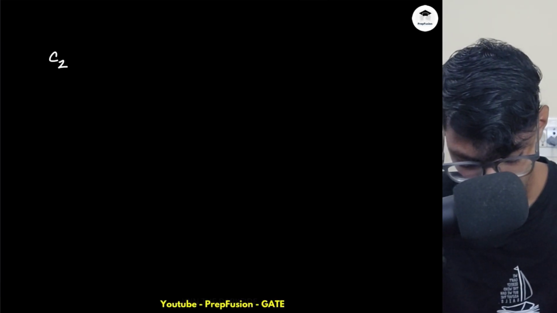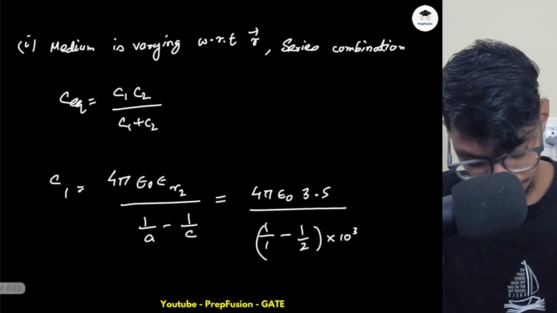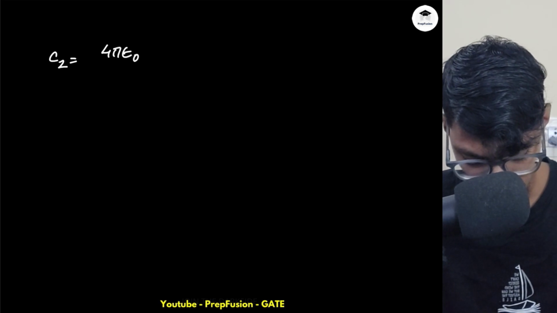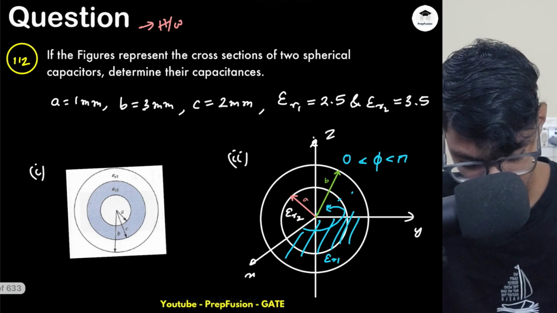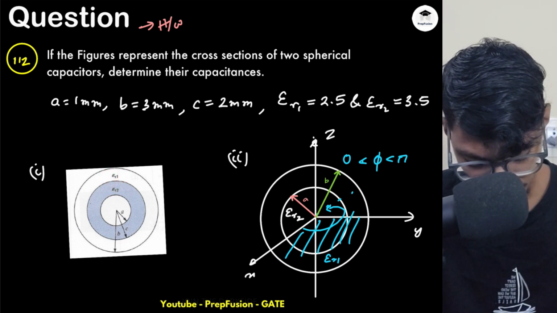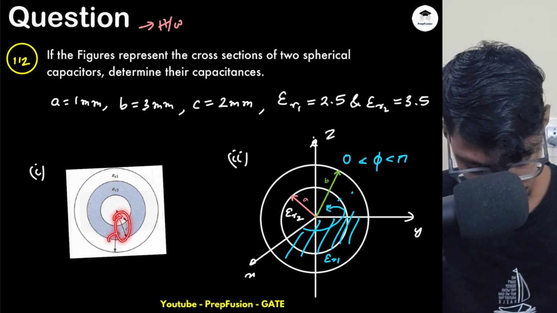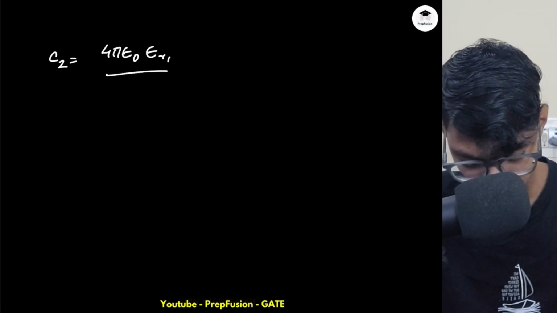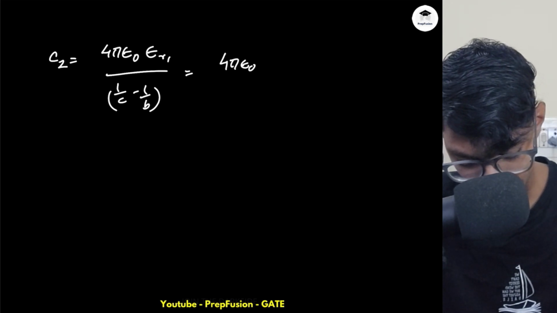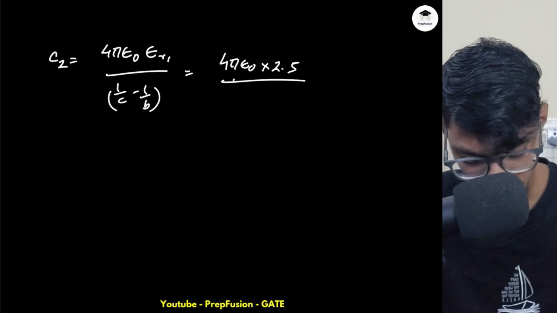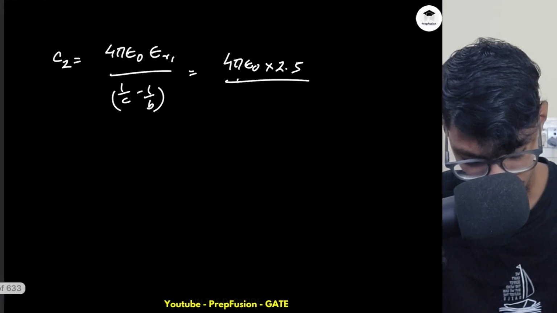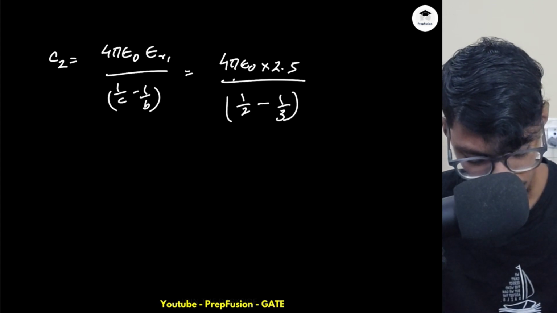And what is C2? C2 is 4 pi epsilon naught epsilon R1 actually, because epsilon R1 is between the medium interface, right? Epsilon R1 times 1 by C minus 1 by B, which equals 4 pi epsilon naught. Epsilon R1 is 2.5 divided by 1 by B is 1 by 3, 1 by C is 1 by 2. 1 by 2 minus 1 by 3 into 10 cube.